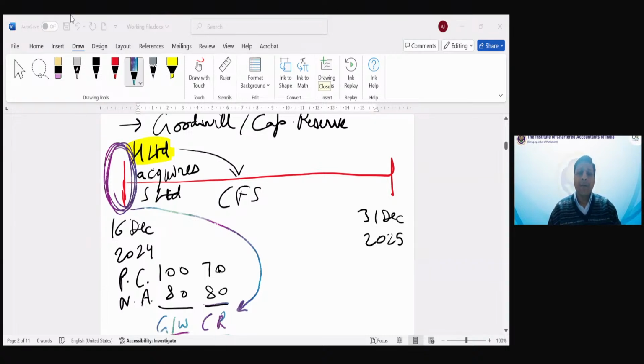All right. So now, in addition to this computation of goodwill or capital reserve, there's one more aspect which is required to be considered. So I think we can also talk about that, and then we'll look into some examples around some of those things.